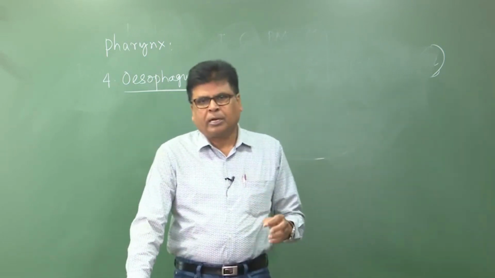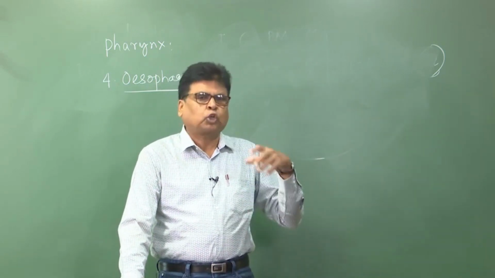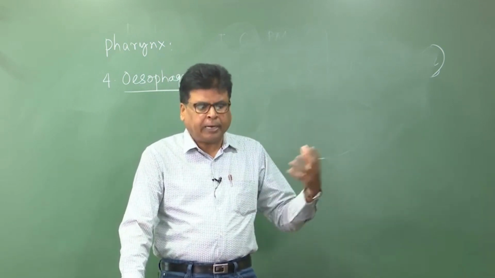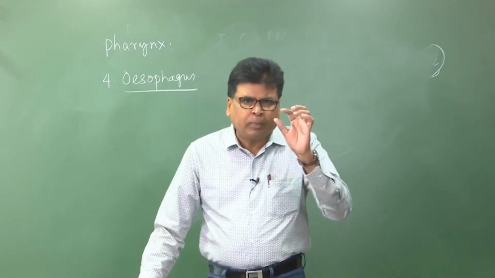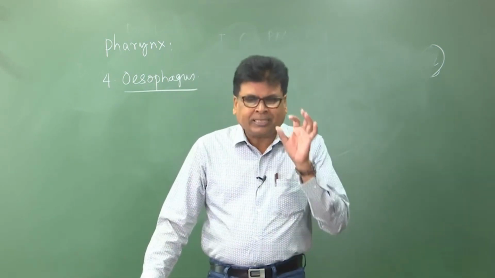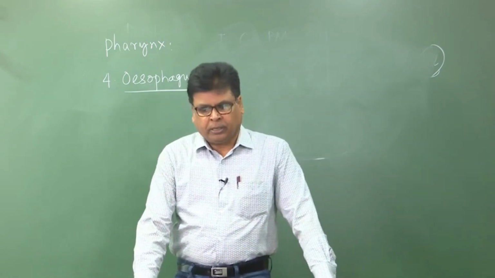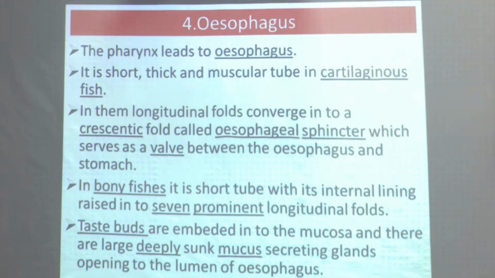In case of cartilaginous fish, or Scoliodon, or elasmobranchs, or Selachii, different names, the oesophagus is very short, very thick walled and muscular. Okay. In them the longitudinal folds converge into a crescentic fold called the oesophageal sphincter, which serves as a valve between the oesophagus and the stomach. Okay.